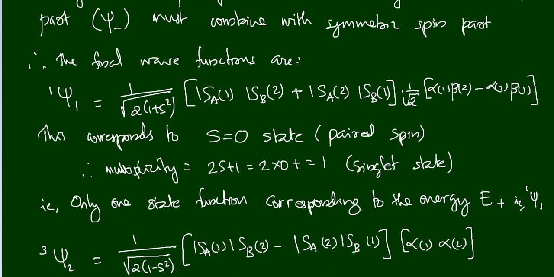So let us include the spin part with the psi plus. Okay, psi plus is 1 divided by root of 2 into 1 plus s square, 1s a1 1s b2 plus 1s a2 1s b1, that is the expression of psi plus.